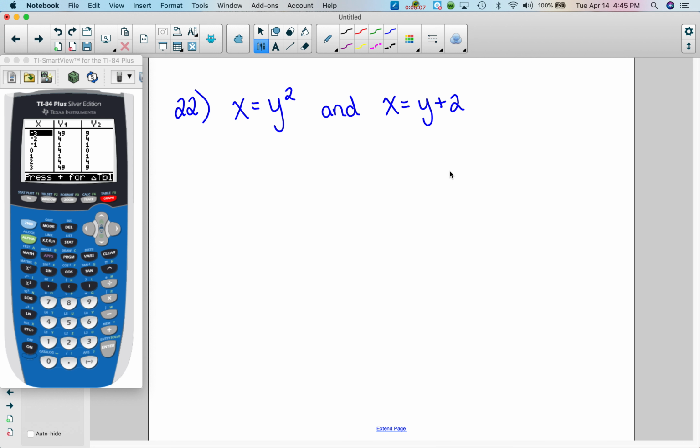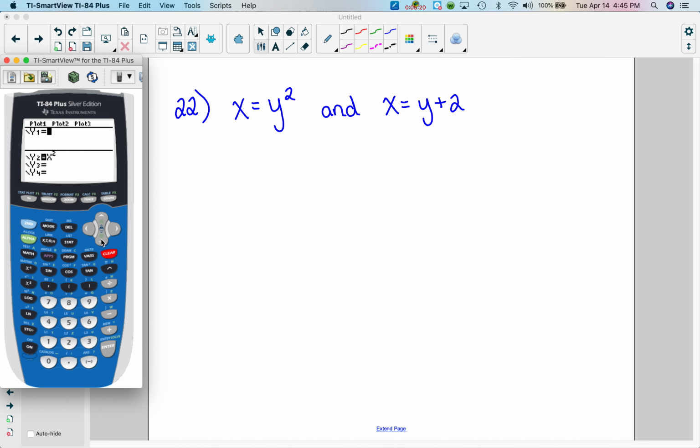Okay, so for this next problem, we have x equals y squared and x equals y plus 2. Now, if you were going to try and graph these, we have the issue that our calculator wants it to be y equals. So if you're going to use your calculator to graph, and you can, you just have to kind of think this through.